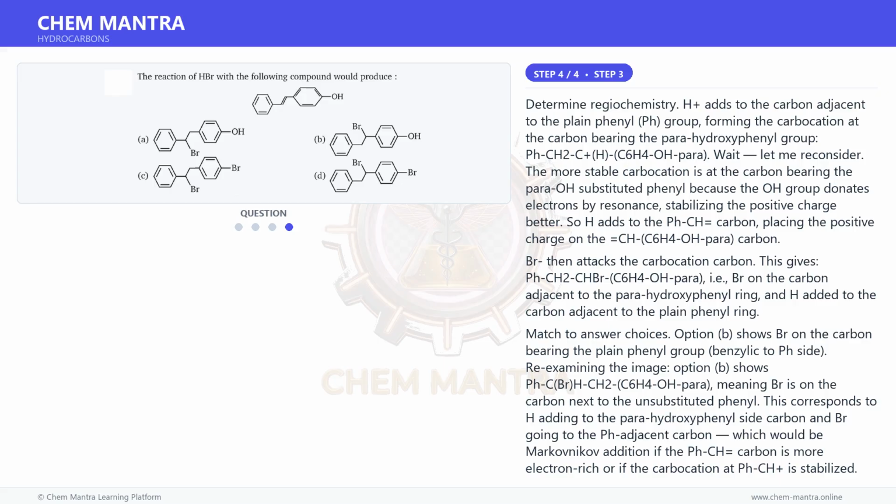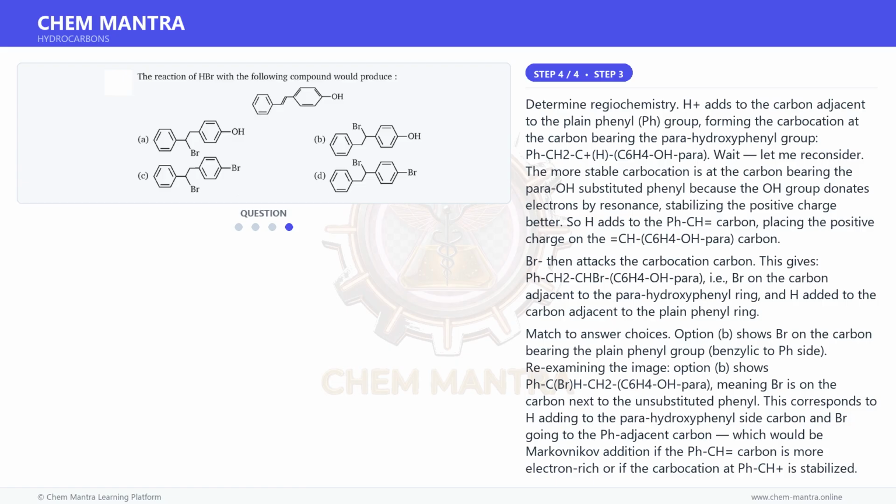And for the final step, determine regiochemistry. H+ adds to the carbon adjacent to the plain phenyl, Ph, group, forming the carbocation at the carbon bearing the para-hydroxyphenyl group, PhCH2C+H-C6H4-para. Wait, let me reconsider.